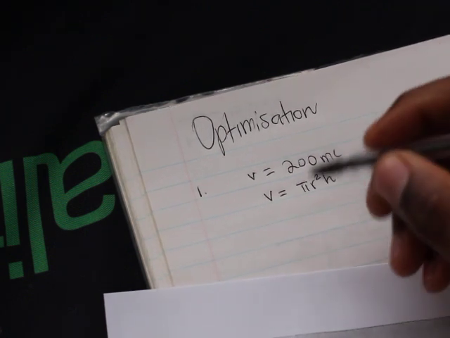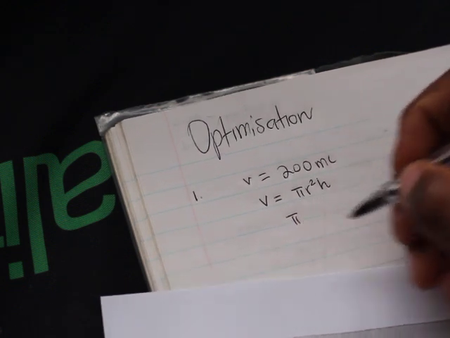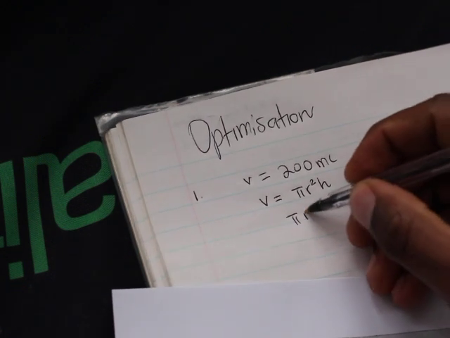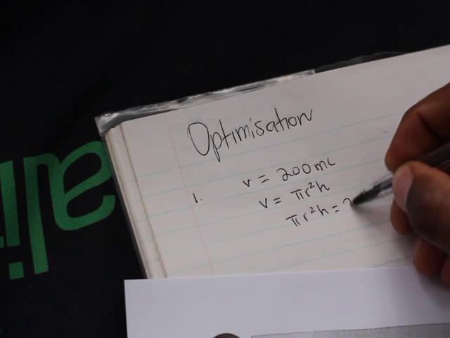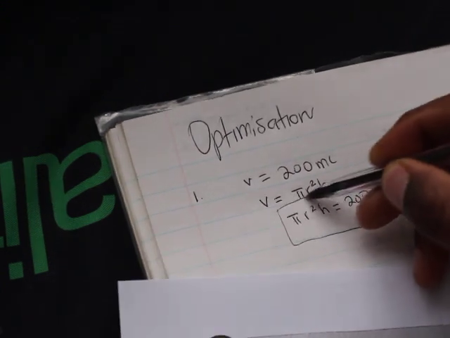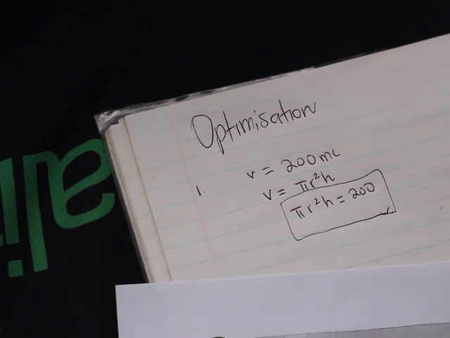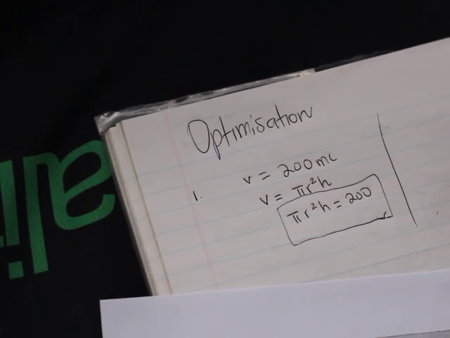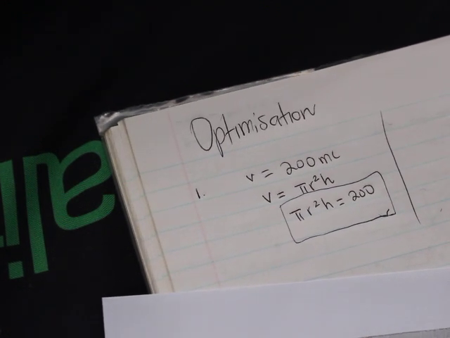So now we already have something to work with, right? Pi r squared h is equal to 200. All right. This is exciting. We've set up an equation. All right. But now there's also something that they said about the surface area.